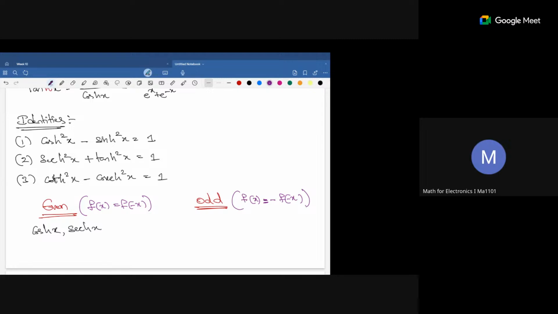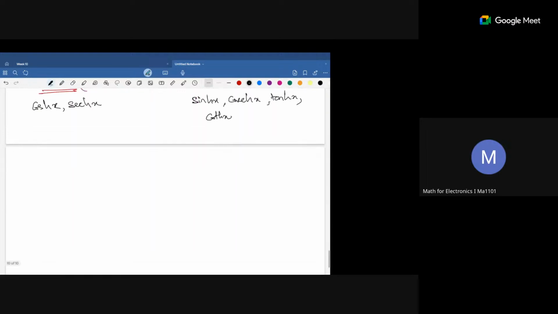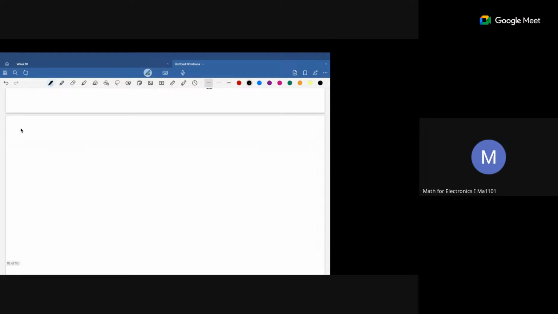Alright. So what are the other remaining? They are sine hyperbolic of x, cosecant hyperbolic of x, tan hyperbolic of x and cot hyperbolic of x. So these four will be odd functions, and cos hyperbolic of x and secant hyperbolic of x are even functions. And let us also finish inverse hyperbolic functions and then commonly talk about the derivatives and integrals. Okay, so let's also talk about the inverse hyperbolic functions.